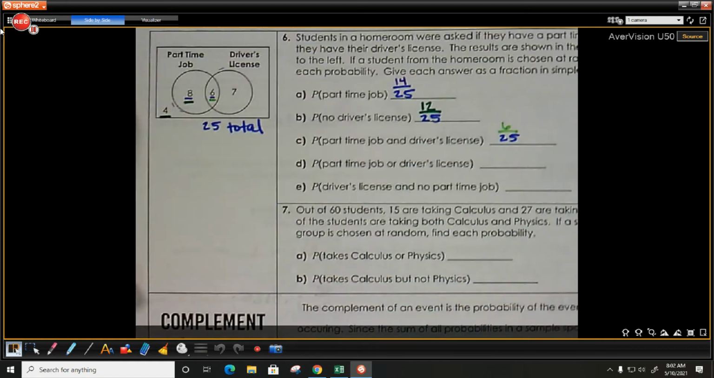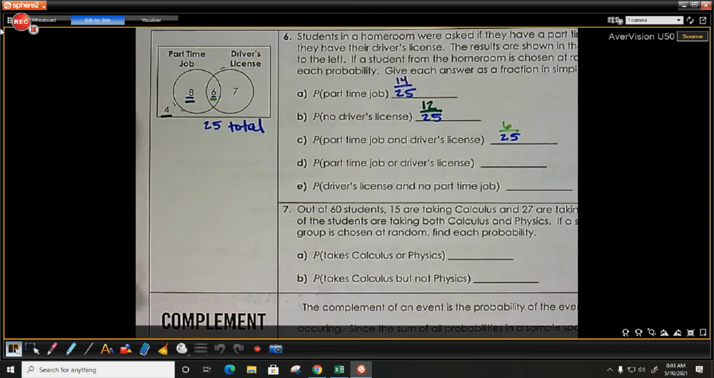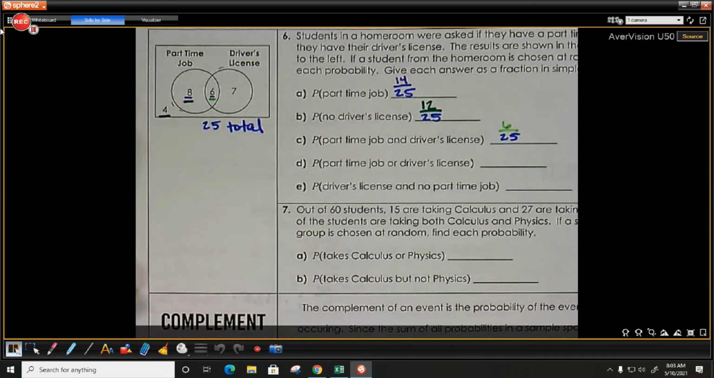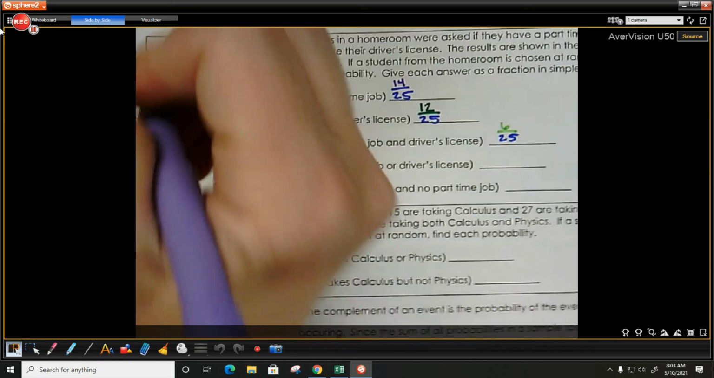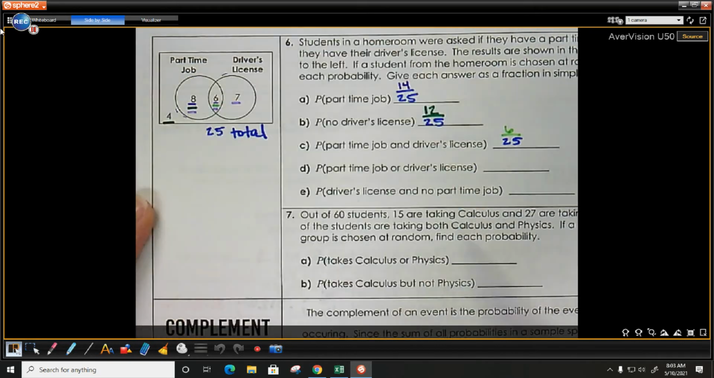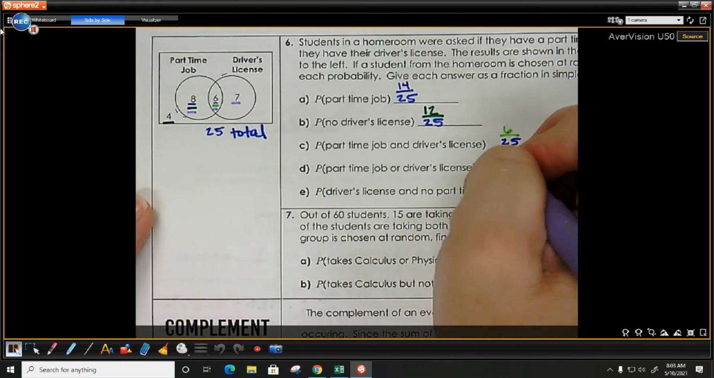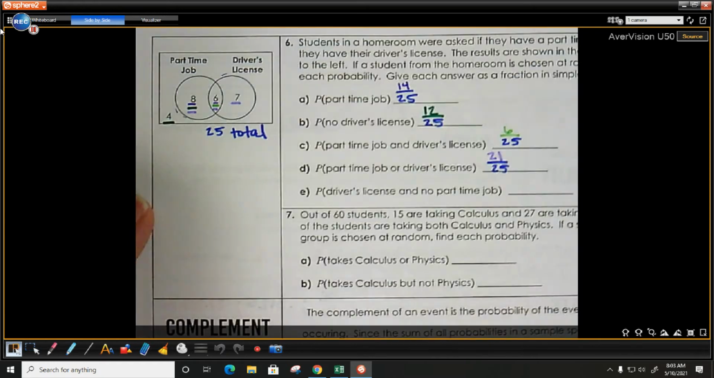What's the probability that you have a part-time job or a driver's license? 21 over 25. So this time we are adding up any that are in the part-time or the driver's license bubble. So 8 plus 6 is 14 plus 7 is 21. 21 over 25 does not simplify.